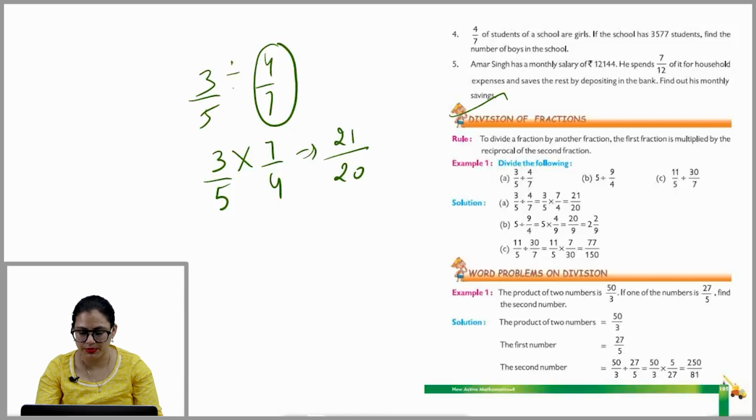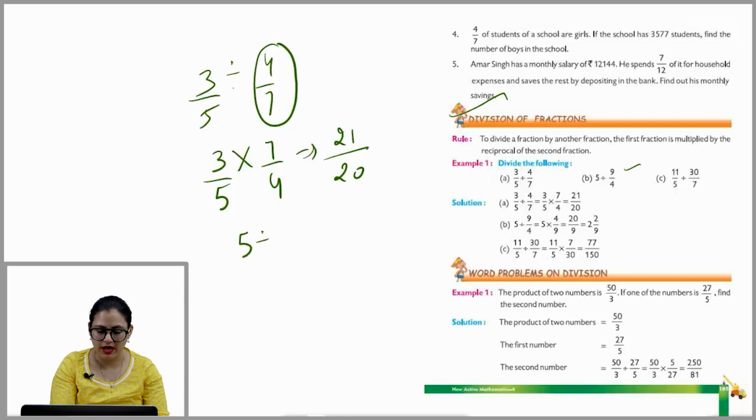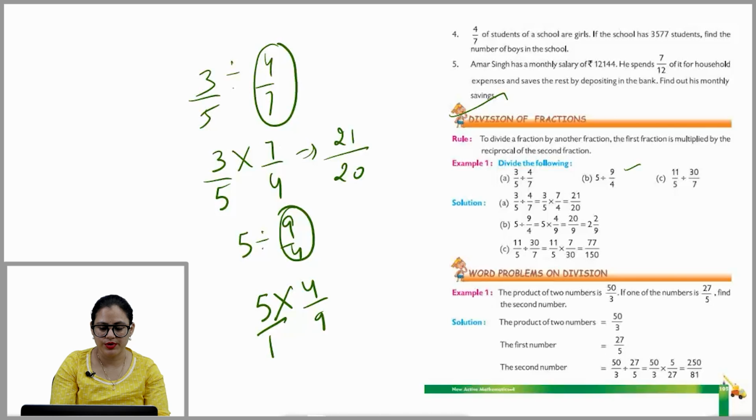Let's take one more example: 5 divided by 9 by 4. So 5 multiplied by the reciprocal of this fraction, which is 4 by 9. 5 fours are 20 and 9 ones are 9.